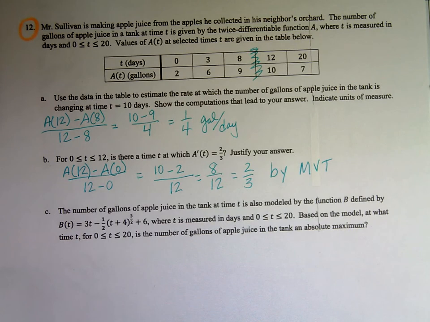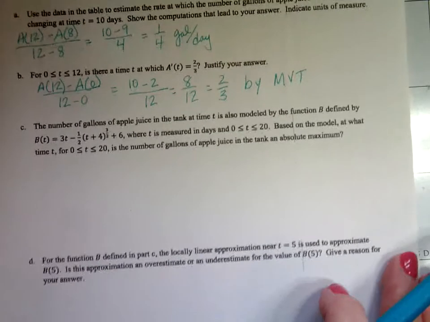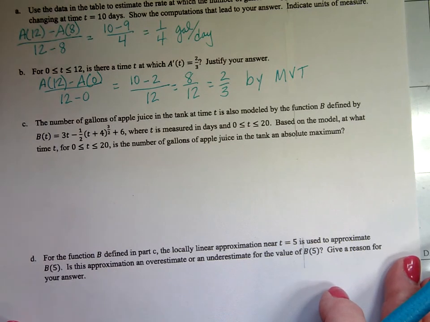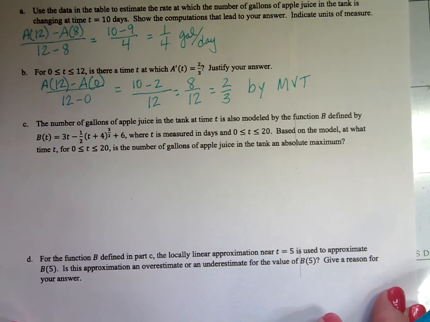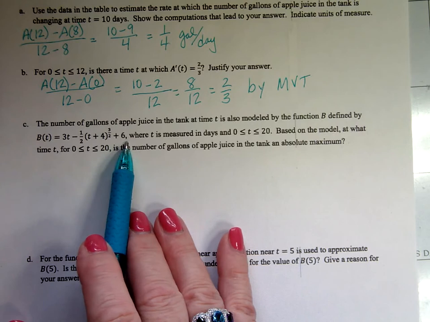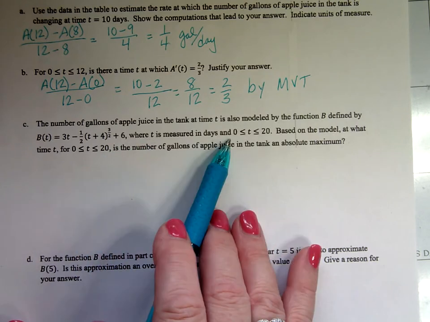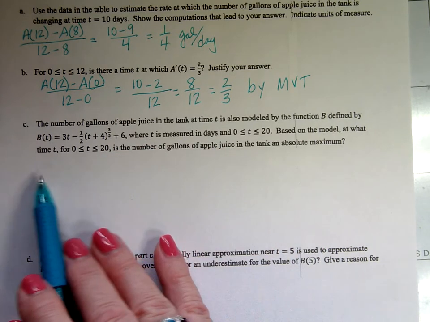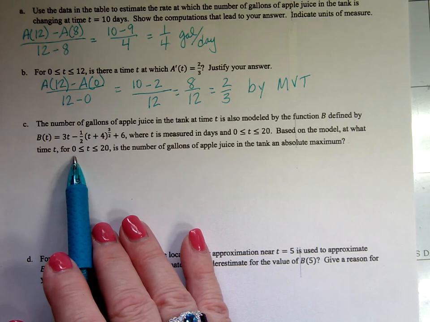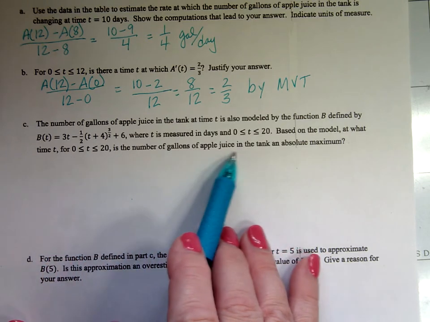All right, here's where it gets a little bit more dicey and into the section that we're in right now. So far you've been doing A and B, and you're like, oh, this is easy. The number of gallons of apple juice in the tank at time t is also modeled by this function, where t is measured in days between 0 and 20. Based on the model, at what time between 0 and 20 is the number of gallons of apple juice in the tank an absolute maximum?